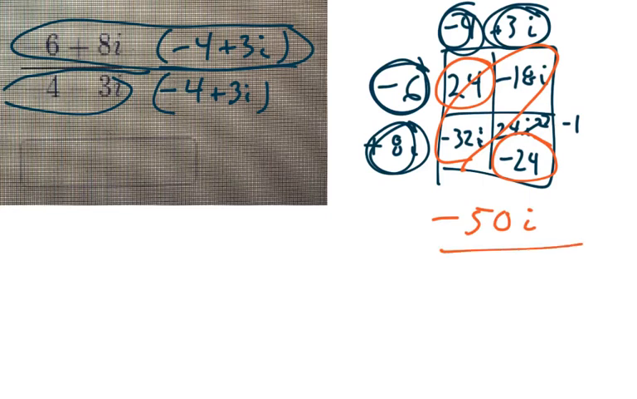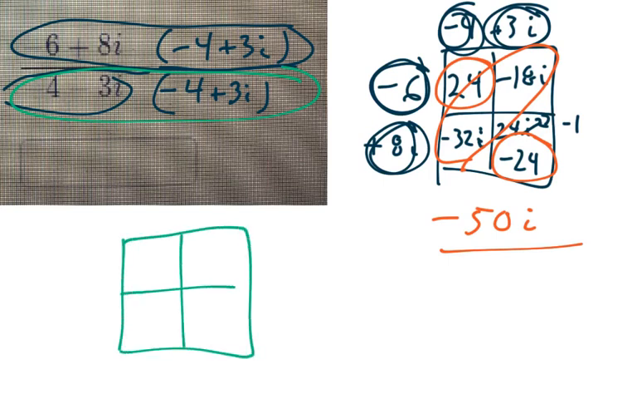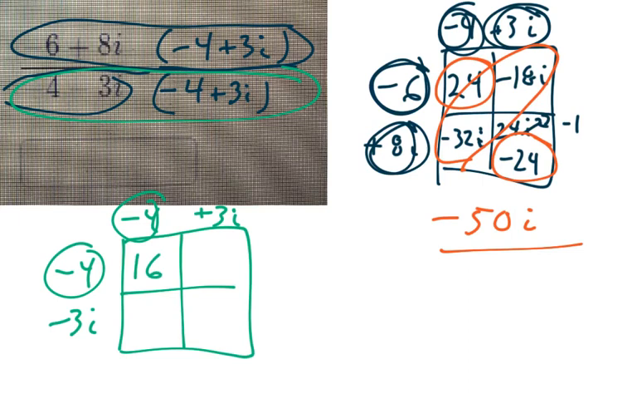Okay, let's see what the denominator does. Sorry, misspoke there. So negative 4 minus 3i times its conjugate, negative 4 plus 3i. Negative 4 times negative 4 is 16. Negative 4 times 3i, oh, negative 12i. Almost messed up myself. Negative 4 times negative 3i, positive 12i.